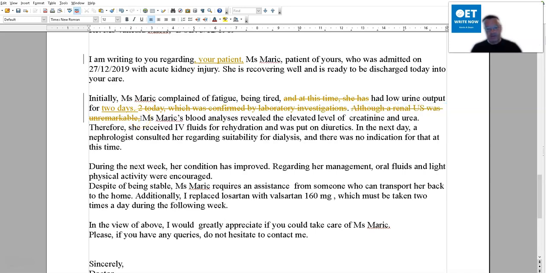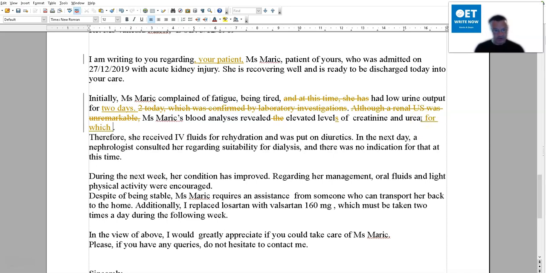So, with medical analysis, revealed elevated levels. The elevated, we don't have an article there. Elevated levels, because we've got two, yeah? Creatinine and urea. Therefore, well, you don't need this, therefore. You could just simply say, for which she, why didn't that work? For which she received, okay, in the next day. The following day.